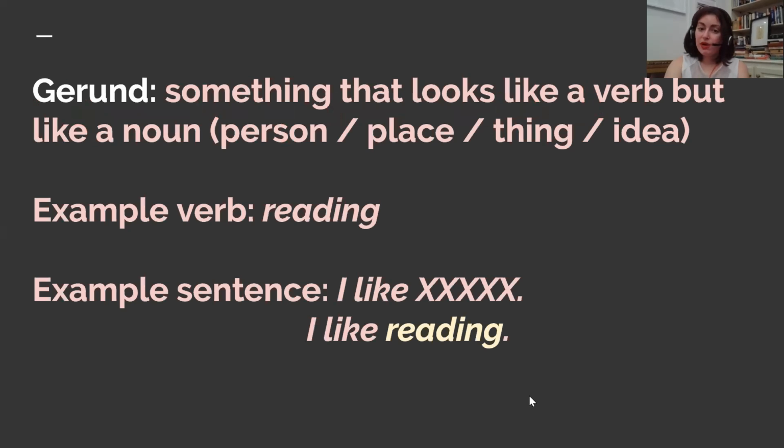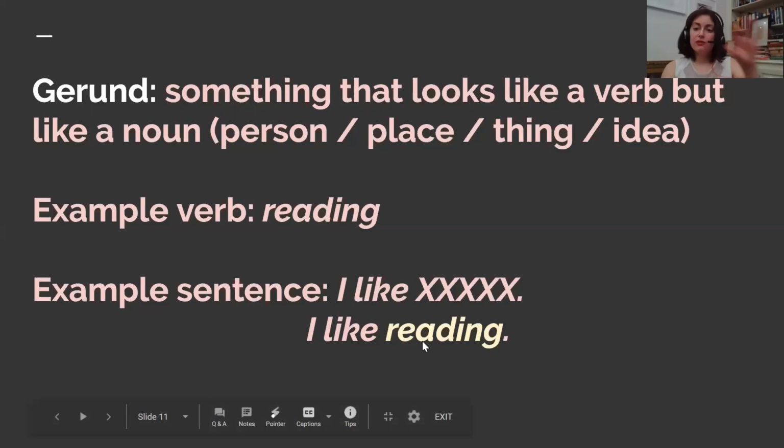But just remember, it's something that looks like a verb. You see that ing, it looks like a present progressive verb, but it's acting like a noun. I could take it out and replace it with dogs. I like dogs. I like cats. I like books. But instead, I'm using the concept of reading, the concept. I like walking, okay?